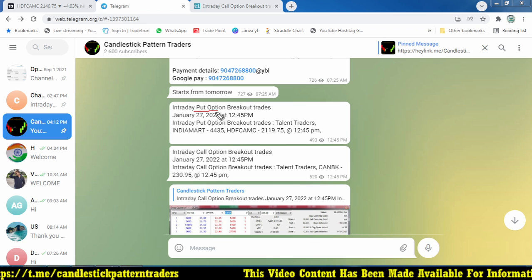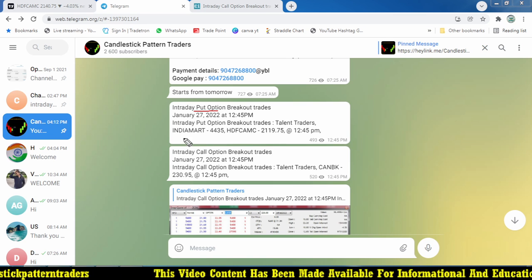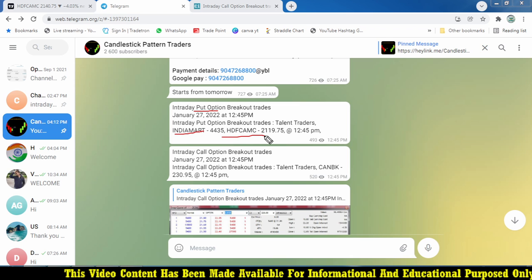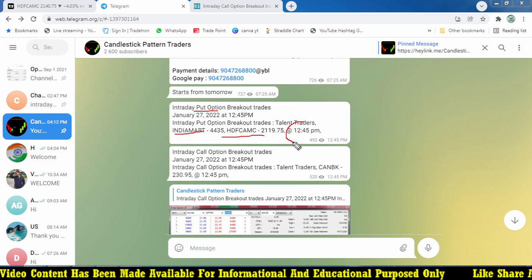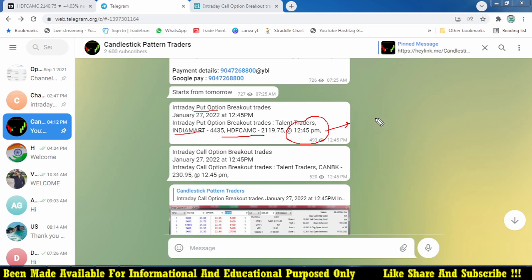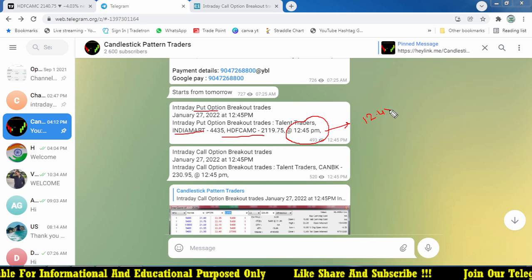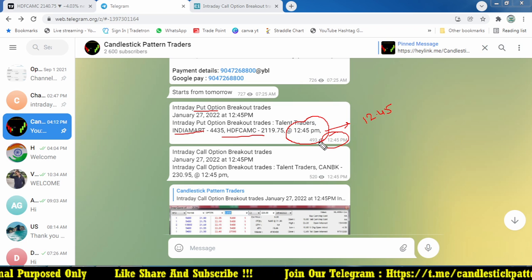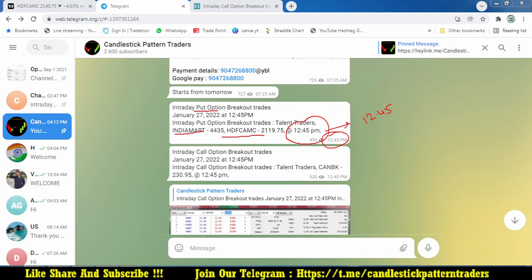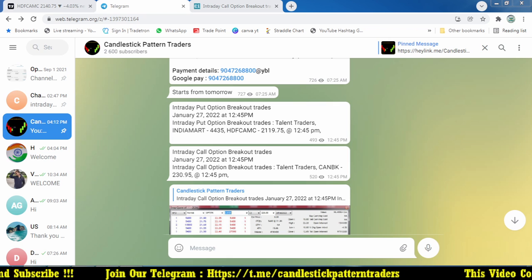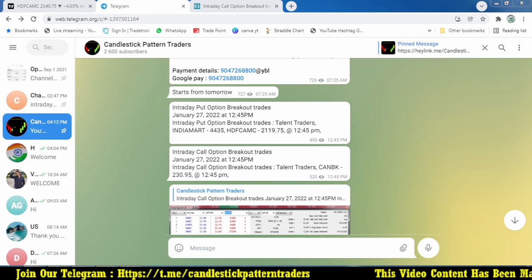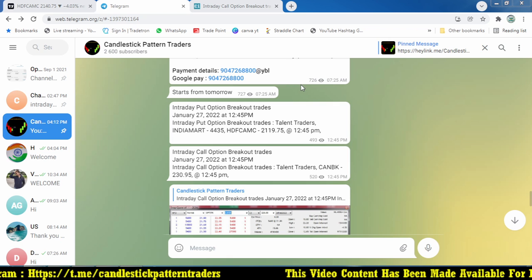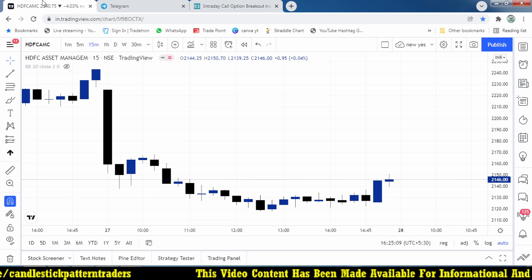So intraday put option breakout, which I generated: one is India Mart and the second one is HDFC AMC. These signals were generated by 12:45 PM and the alert was sent by 12:45. Can you see the exact time where this kind of pattern is present? So 12:45. Then how can I plan my trade? Once I get the alert, how am I going to plan my trade? Let me try to do that.